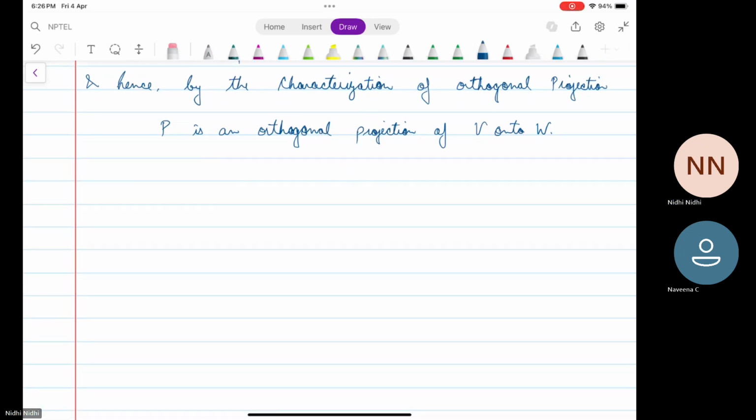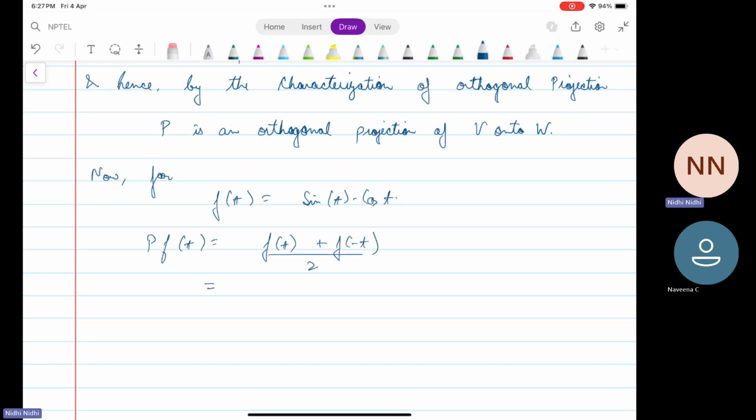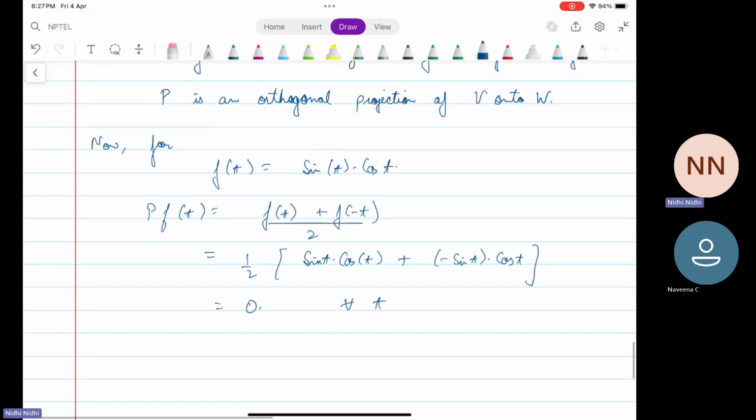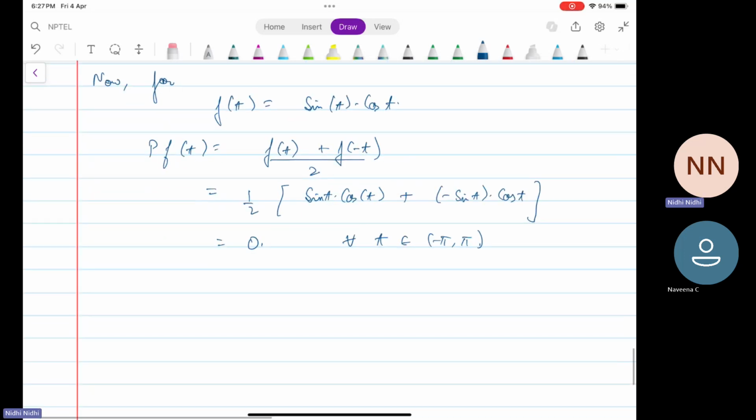Let's see how this implies. Now for f of t equals sine t cos t, we have P f of t is equal to f of t plus f of minus t by 2. This is 1 by 2 sine t cos t plus, and since we know that sine of minus t is minus sine t and cos of minus t is cos t, this is equal to 0 for every t in minus pi to pi. Therefore, this f is mapped to the 0 function. Hence, the given statement is true.